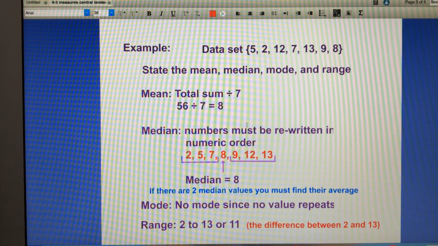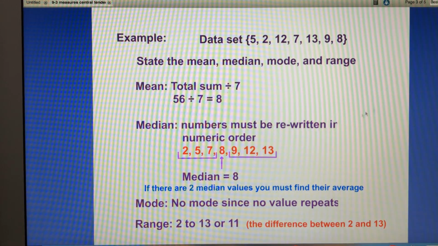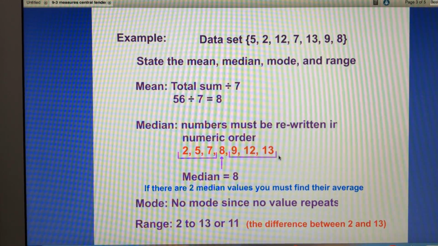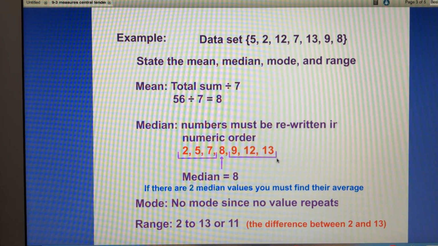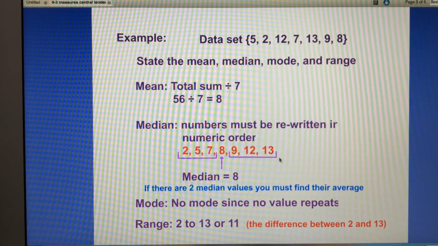This is going to be the number in the middle. But in order to do median, you must remember that it has to be written in numeric order. Otherwise, you are always going to get the wrong answer. And let me guarantee you that on any test you take, they are not going to put the numbers in order for you. So you must remember to put them in numeric order.